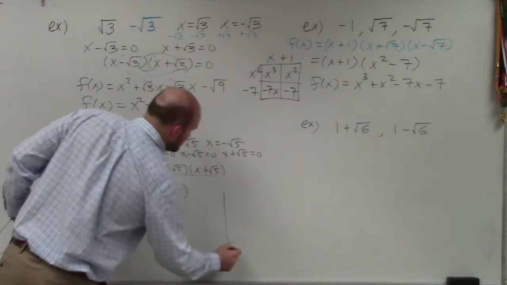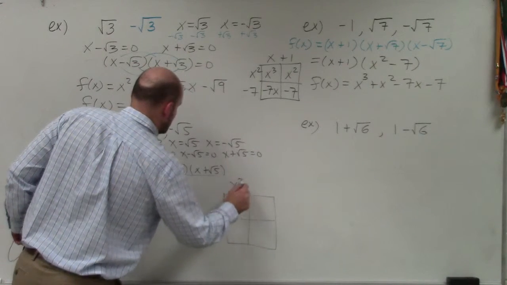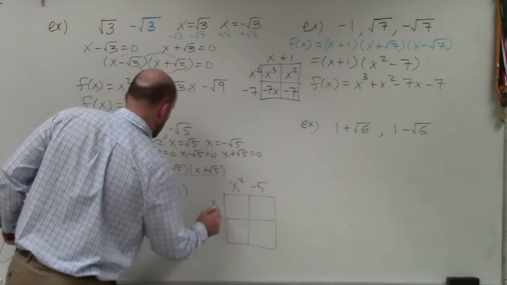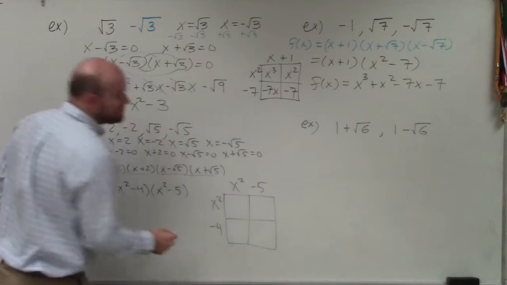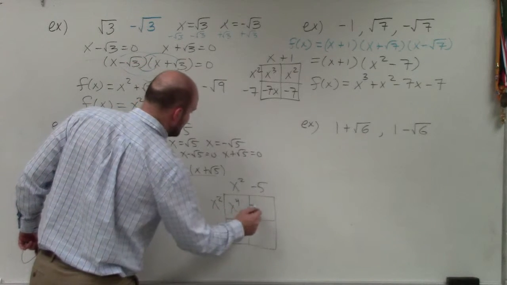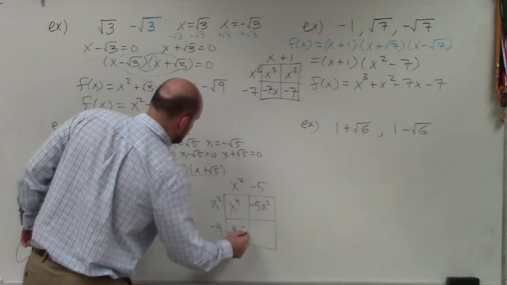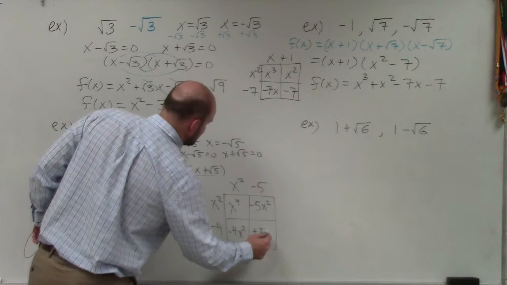Now, I'll multiply my two binomials. Again, I'll use the box method to keep everything simple. So I have x squared minus 5 and x squared minus 4. You could obviously use FOIL; I just like using the box method. That gives me x to the 4th, negative 5x squared. This one gives me negative 4x squared, and this one gives me positive 20.